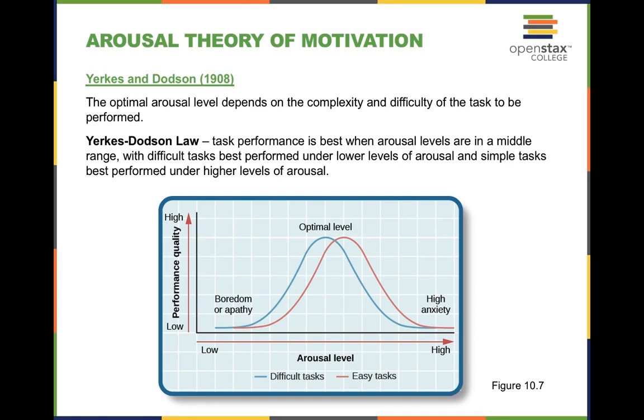Tasks are performed best when arousal levels are in the middle range of this bell curve, whereas difficult tasks are best performed under low levels of arousal, with difficult tasks being performed under low levels of arousal and simple tasks being performed under higher levels of arousal.